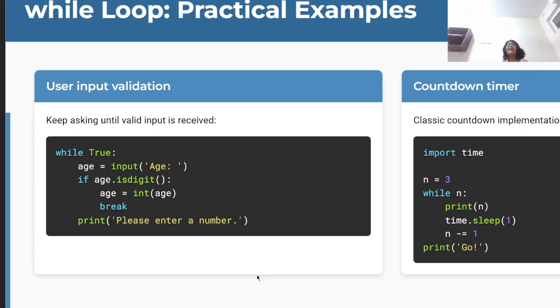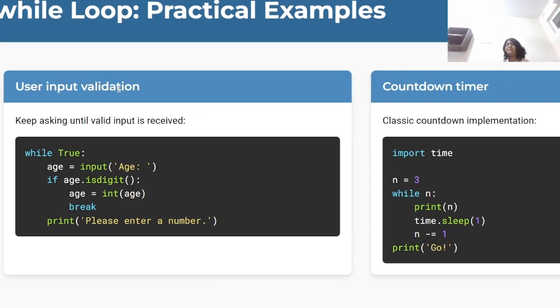Let's see some practical examples of while loop. User input validation: keep asking until valid input is received. See, while True, age is input of age. If age.isdigit(), age is equal to int of age, break. Otherwise, "Please enter a number." So it will keep asking until the user gives a proper input in integer itself.